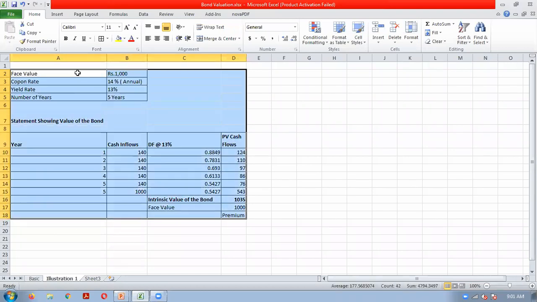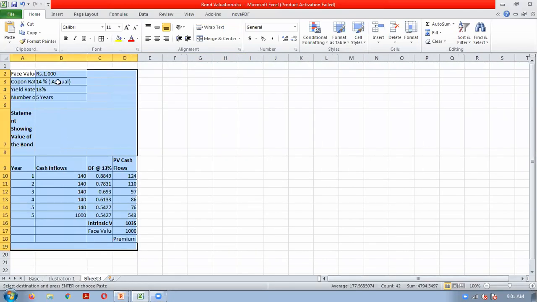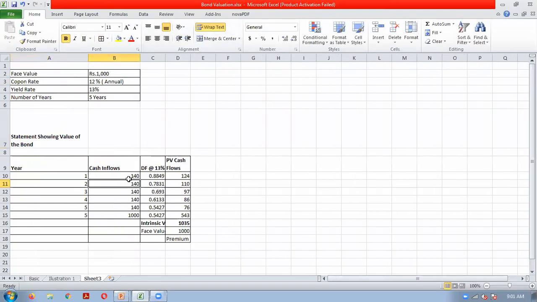Logic will remain the same, only your coupon rate will become different. So instead of 14%, we have taken 12% as the coupon. Rest all things we have kept the same. So if your coupon rate is changing, your cash flow will become different. Your cash flow will now be 1000 into 12%, that is 120.